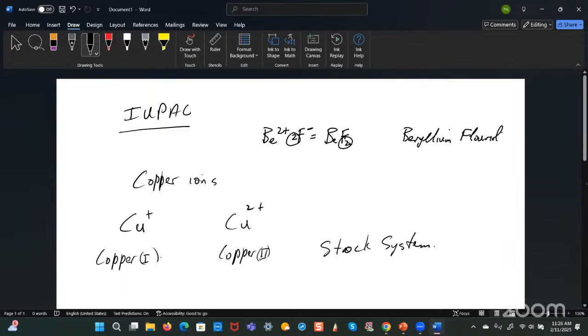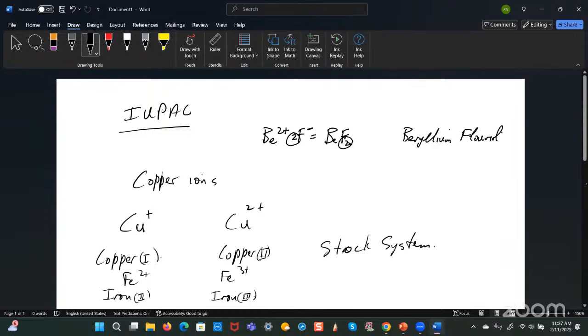According to the Stock system, whenever a particular metal atom can form 2 or more different ions, you distinguish between them by writing their names and then putting in Roman numerals the charge associated with those ions. So in the case of Cu+, that is called copper 1. In the case of Cu2+, that's called copper 2. Here's another example. Fe2+, Fe3+, right? This is called iron 2, and this is called iron 3. All right? So that's the Stock system.